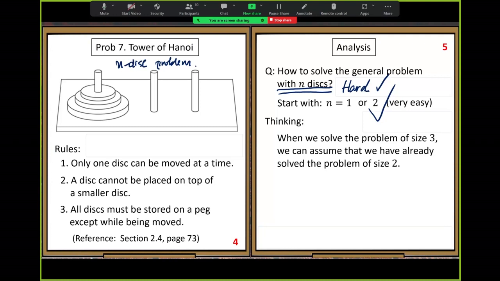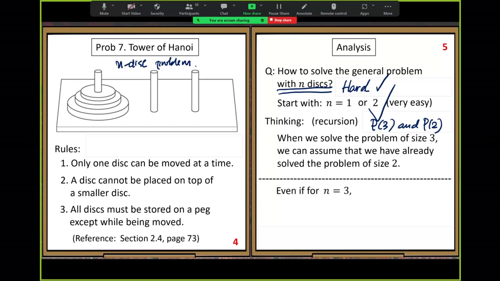So now, based on that, we only need to fix the difference between these two problems, the problem of size 3 and the problem of size 2. What's the difference between these two problems? If we can handle the difference, then we can solve the whole problem of size 3. That's the idea.